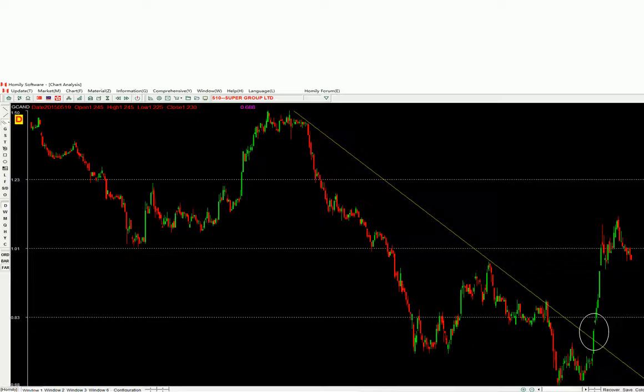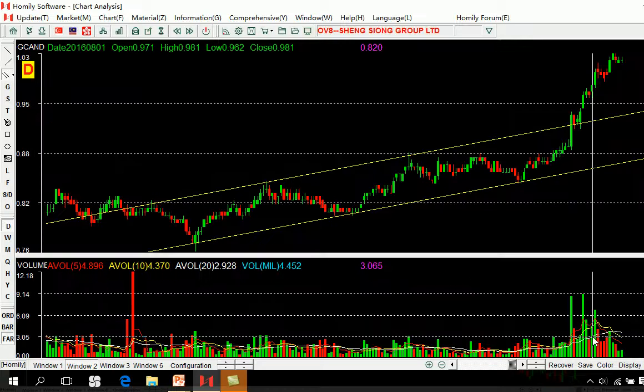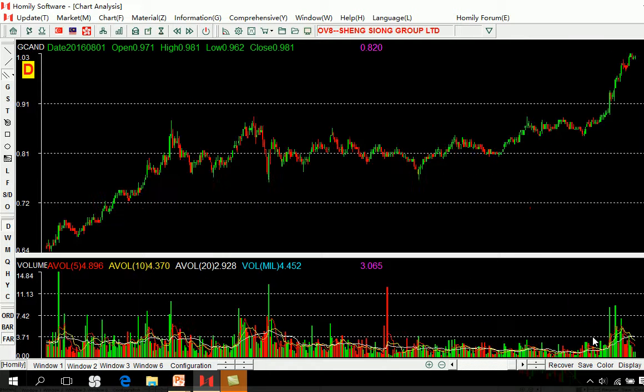So we can see the next one. This one is the same. We also connect the high point to the next high point and get the trend line. And we can see here, the price breaks upward through the trend line on high volume. So here is a good chance to buy, okay? So we can see recently so many stocks that we can use this method to judge. We can see this stock.